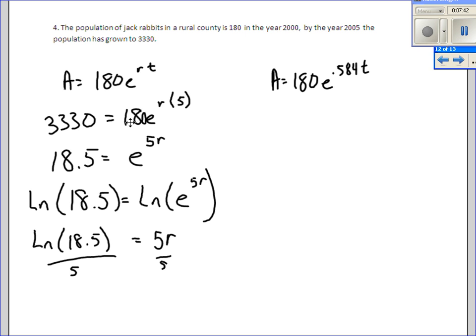So I can solve this equation for r. I'll divide by the 180, and I'll take the natural log of both sides. That lets me get at the 5r, and I can divide both sides by 5 to get my rate. And so my model is 180 e to the 0.584t. And then I can take this model, substitute in values of t to calculate the population of jackrabbits in a particular year. Or if I want to know in what year the jackrabbits grew to a certain number, then I can put that in for A and then solve for t.